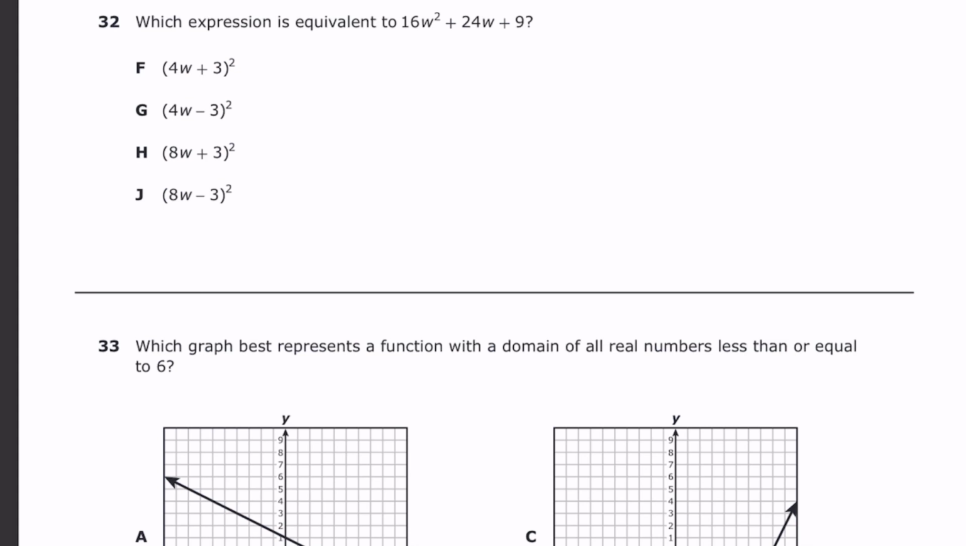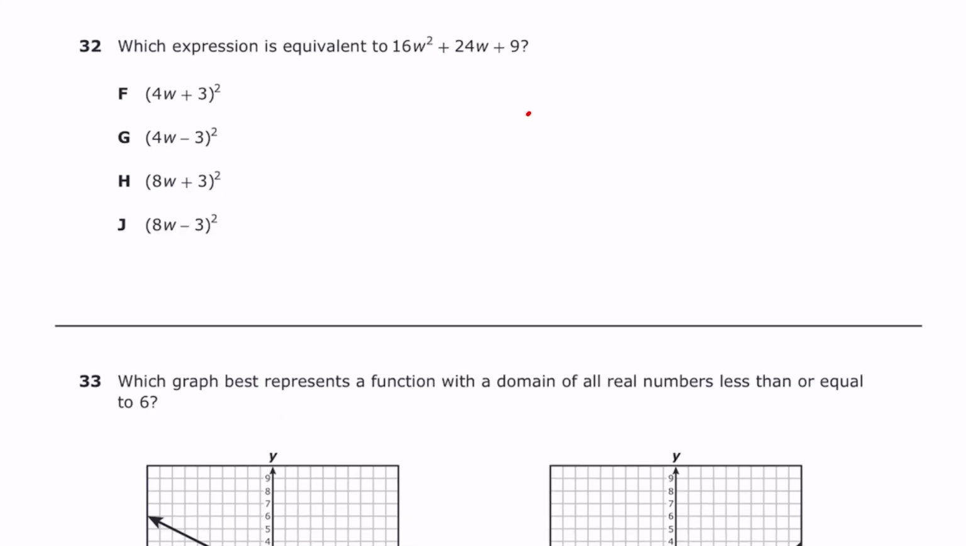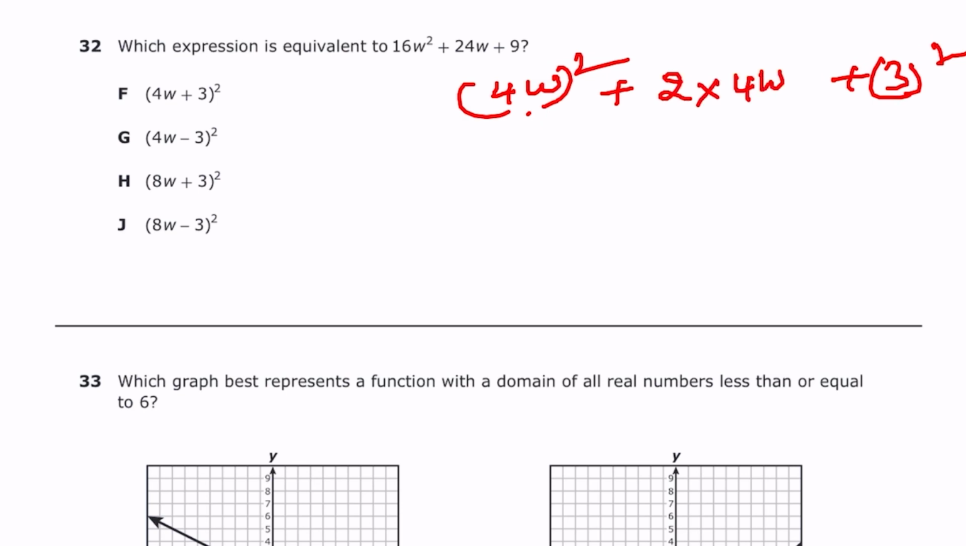Next, which expression is equivalent to 16w square plus 24w plus 9? So now, in the reference materials given at the top of the factoring section, you have perfect square trinomials. In the perfect square trinomials, you can see this is a perfect square. From that you can write it as 4w whole square plus 3 whole square, and 2ab means it is 4w into 3.